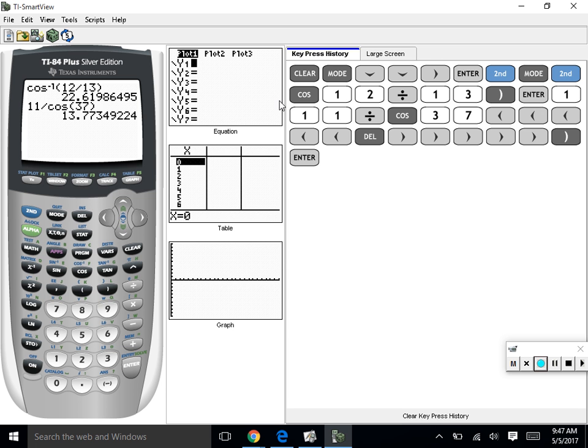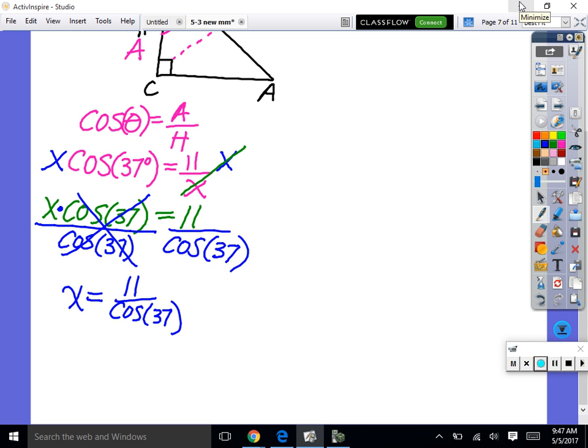And 13.7 is my side x. So x equals 13.7. See, look, x equals, and that became 13.7. And we're done because we solved for x. Not too bad. That's as hard as it gets. Okay, let's do another one. Not too bad though, right?